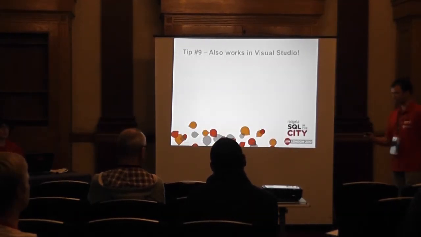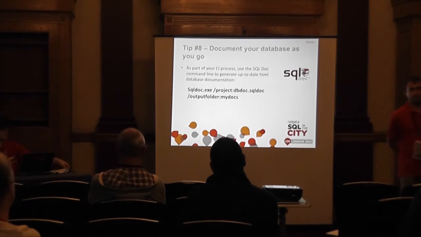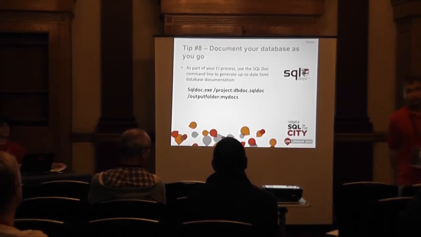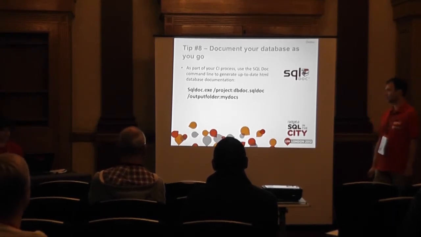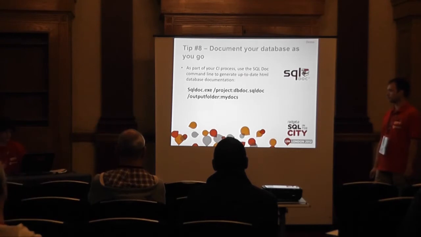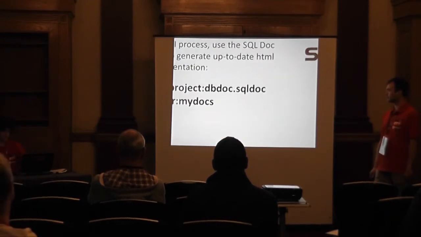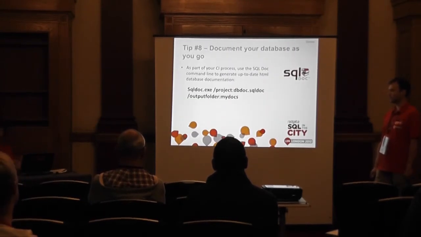How easy was it to set that up? So if you look at the command line, it takes the project file. So the project is db.sqldoc. If you run the SQL Doc UI, and then you basically pick all the options that you want, and then you click save project in the UI, that will generate that SQL Doc file.